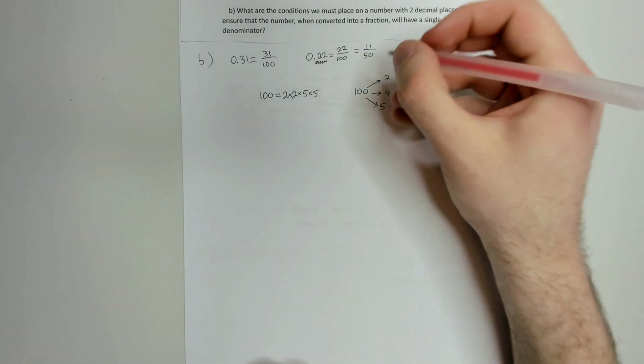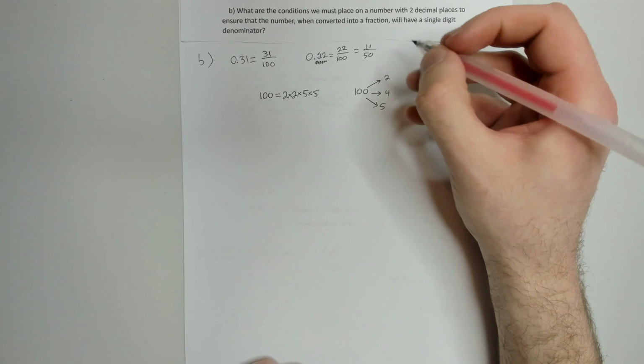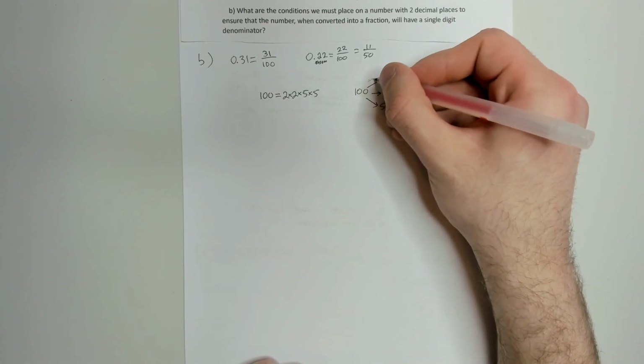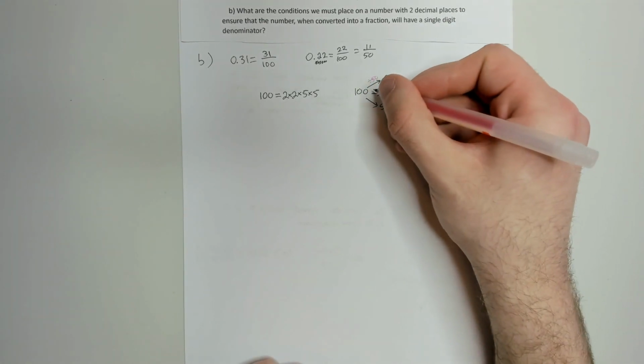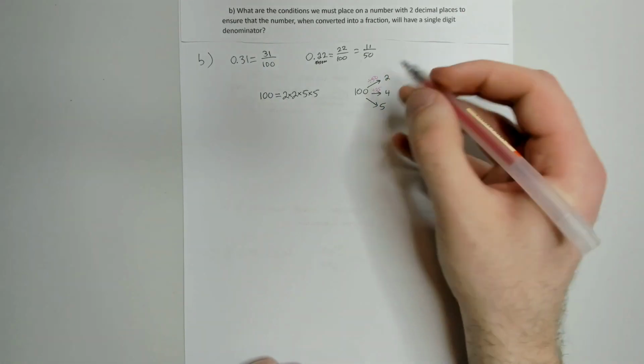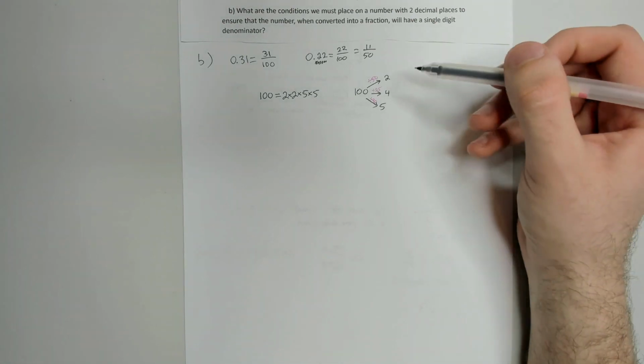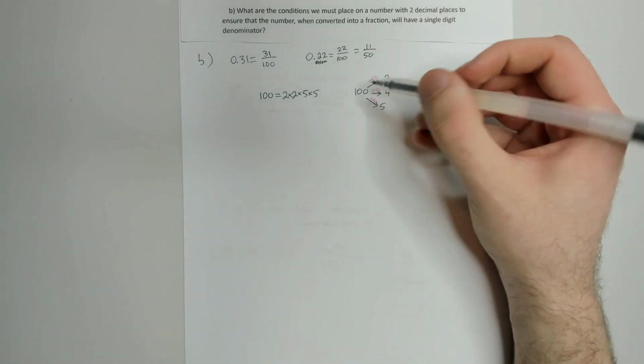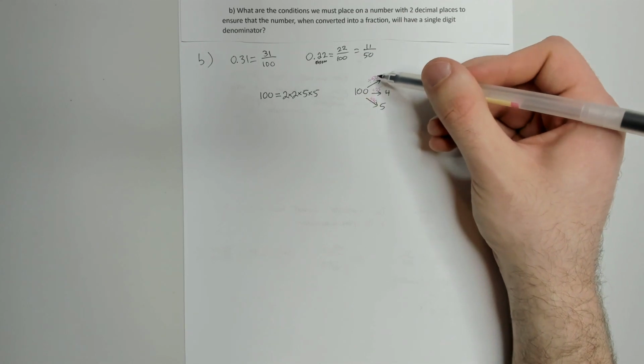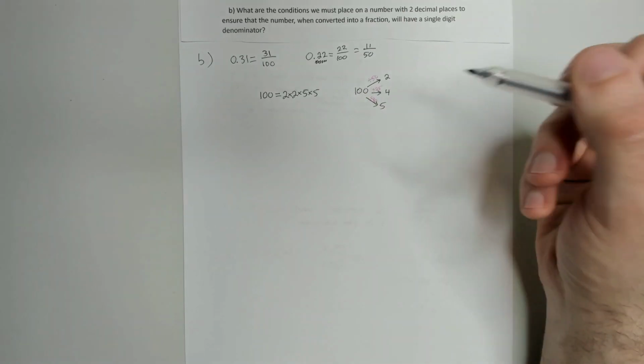Why do we care about this? Because when 100 is simplified, it's going to get simplified down into one of its factors, right? So 100 can be simplified down into 2 by dividing by 50. 100 can be simplified down into 4 by dividing by 25, and 100 can be simplified down into 5 by dividing by 20. So essentially, we need to figure out a decimal that'll give us a numerator that will allow us to divide 100 by either 50, 25, or 20, because that's going to give us a single-digit denominator.